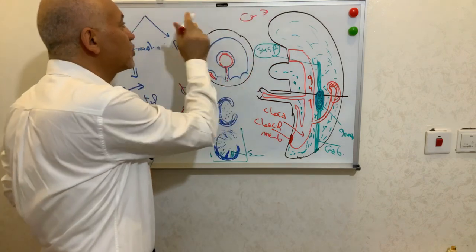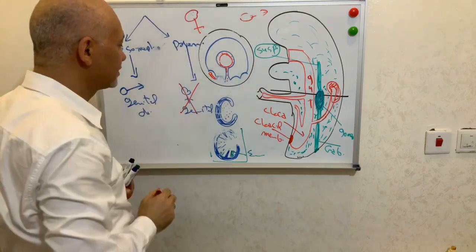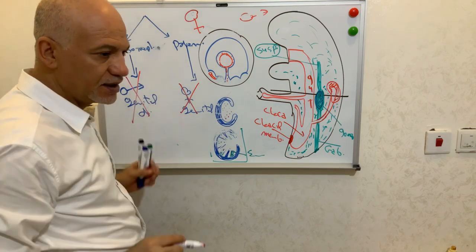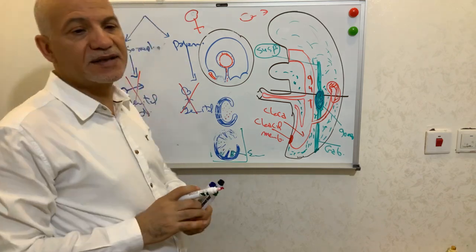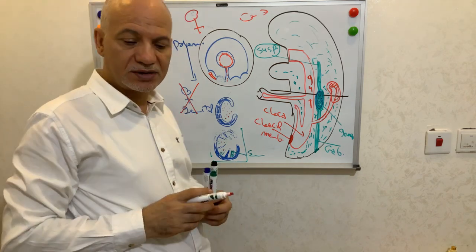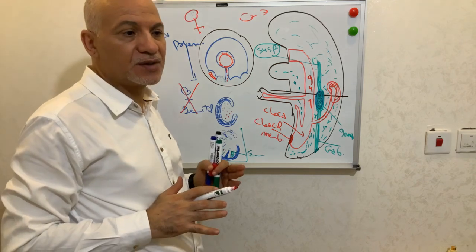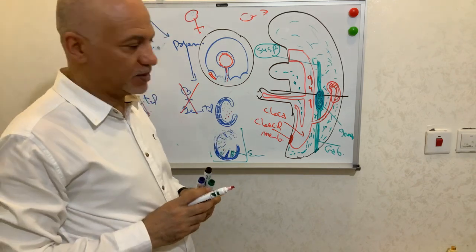If this embryo is female, the mesonephric duct degenerates and remains in the embryo as what is called epoophoron and paroophoron, which are the content of the broad ligament.